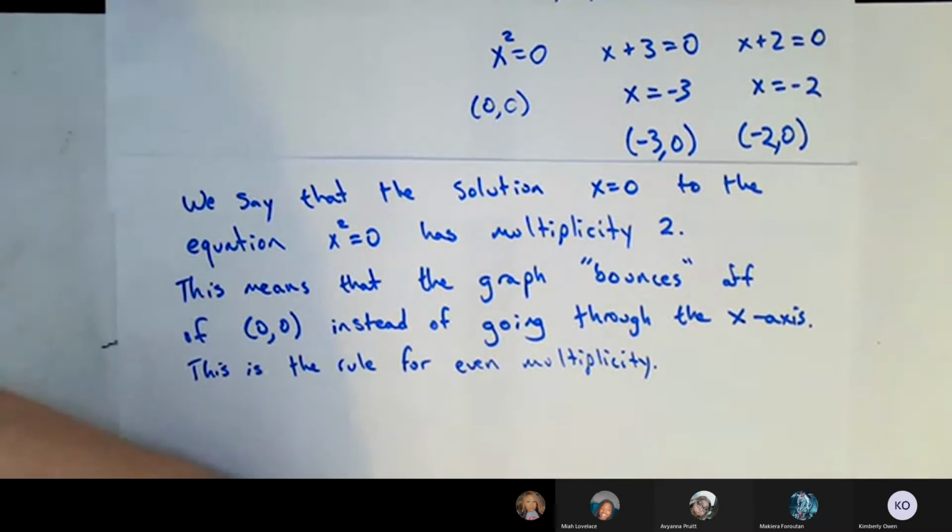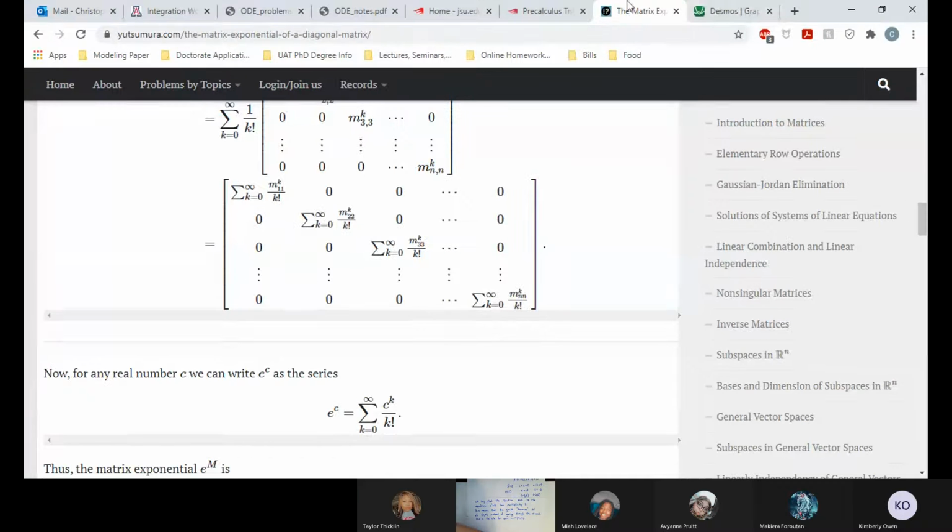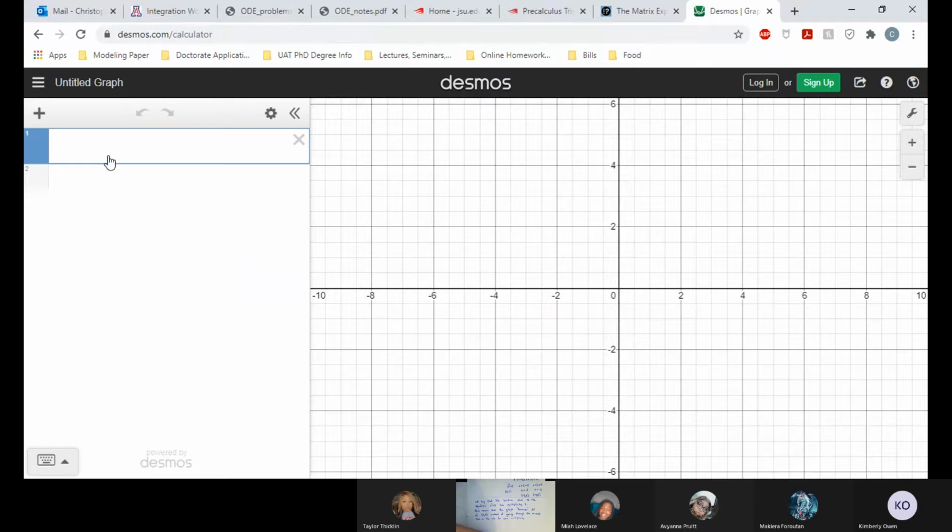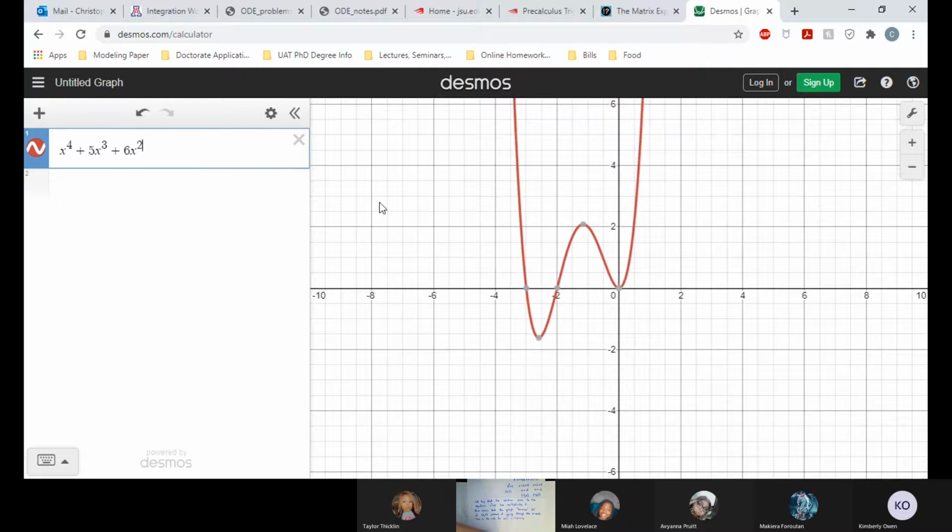So let me go to Desmos. Share my screen. Okay, we don't want to see that. We want to see Desmos. And I'm going to type in the function, which was x to the 4th plus 5x cubed plus 6x squared.